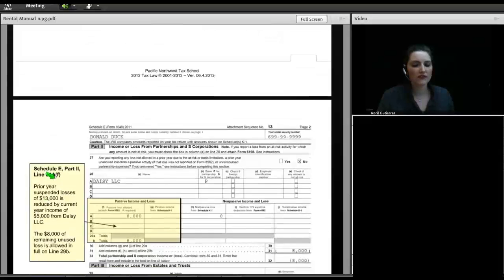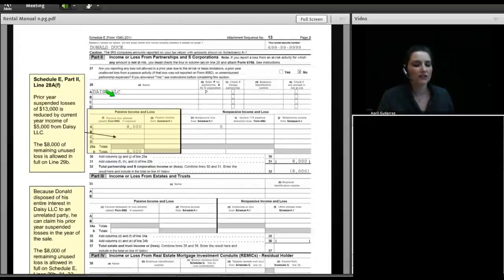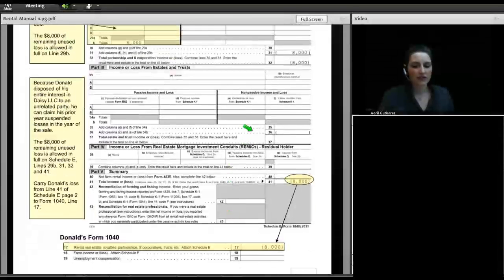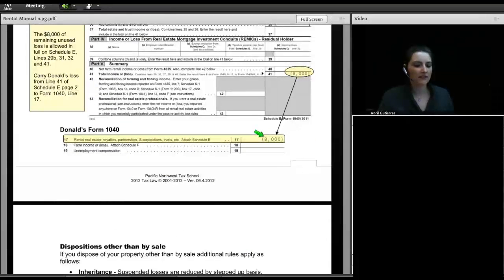So he sold all of his interest in the activity. He had a $13,000 loss coming into 2011, and this year it generated $5,000 of income. So what he does is he subtracts the prior year suspended loss of $13,000 from the current year income of $5,000. And because he disposes of his entire interest in the activity in 2011, he will enter the allowable $8,000 loss in the passive loss column. It says passive loss allowed, $8,000. He'll carry that $8,000 loss all the way down to line 41 and then put it on line 17 of his tax return.